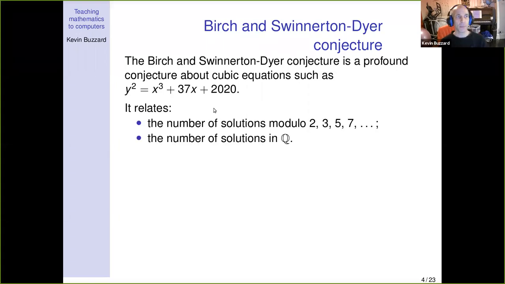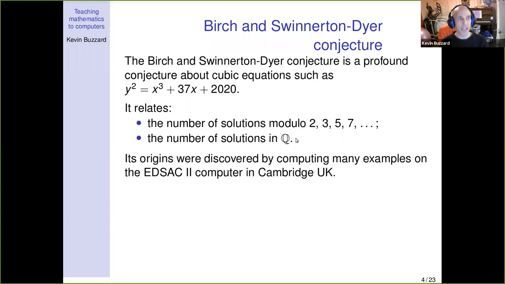And the Birch and Swinnerton-Dyer conjecture is one of the most famous conjectures about cubic equations like this. And it's an extremely deep conjecture, it seems, relating the number of solutions to this equation. I mean, this is a cubic equation in two variables. This is in some sense a very simple object. But you can ask two questions about it. You can ask how many solutions are there modulo some prime number? And you could also ask how many rational solutions there are. And what Birch and Swinnerton-Dyer did was that they realized there was a very, very subtle link between these two questions. And they discovered this link.